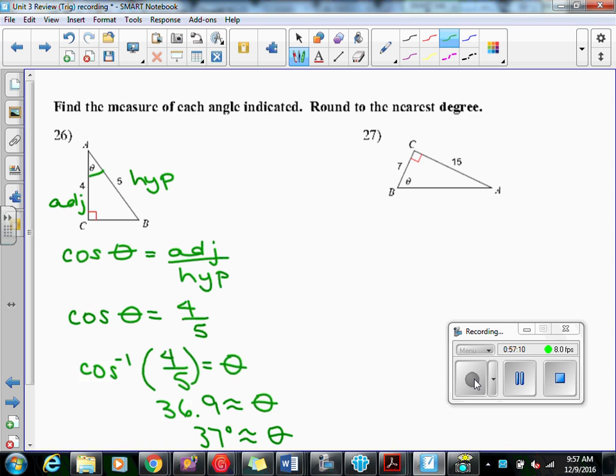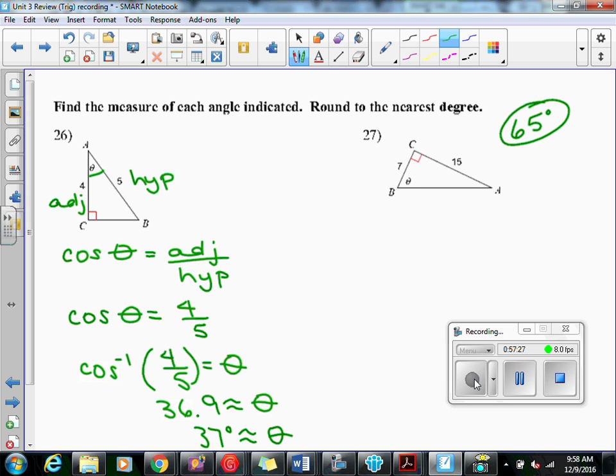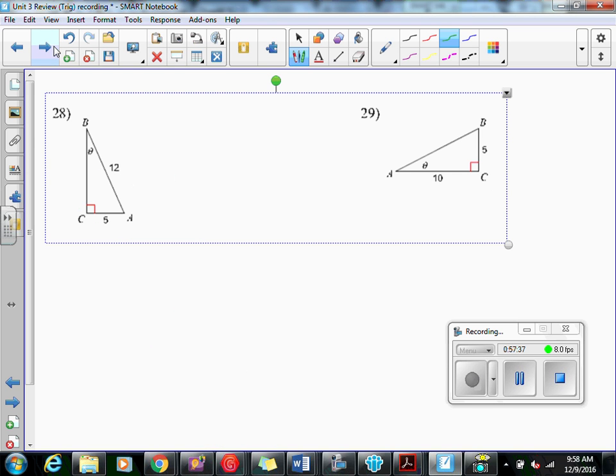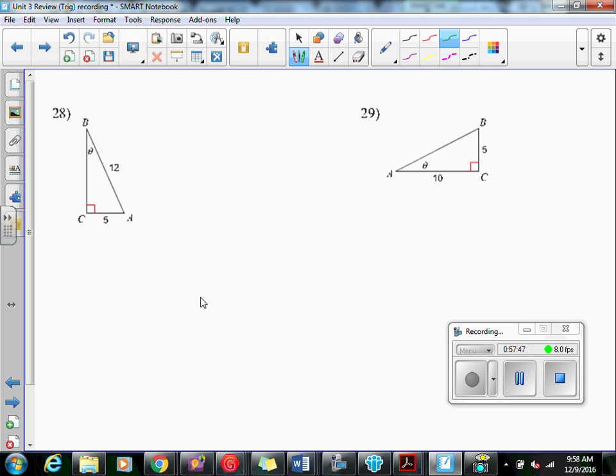Now, for number 27, that one is going to work exactly the same way. I'm not going to work number 27 for you, but I will tell you the answer. The angle is approximately 65 degrees. Practice it and check and make sure you get 65. For number 28 and 29, those work exactly the same as well. The answer for number 28 is 25 degrees, and number 29 is 27 degrees.